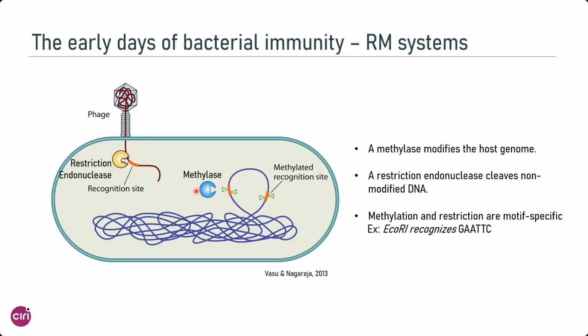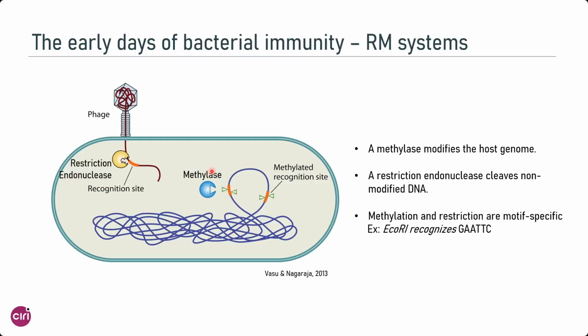The general principle of restriction modification, or just RM system for short, is that you have two enzymes. You have first a methylase, and this methylase will modify a defined position, a defined motif in the host genome. And then the second component is the restriction nuclease. This nuclease will cut any DNA that does not have the modification. So this is a simple way to discriminate self versus non-self.